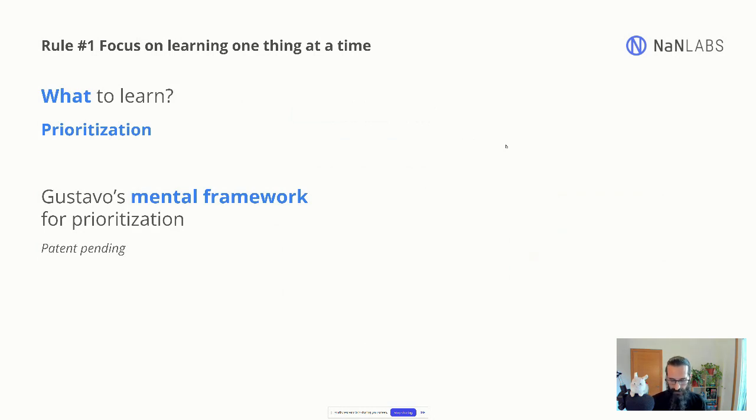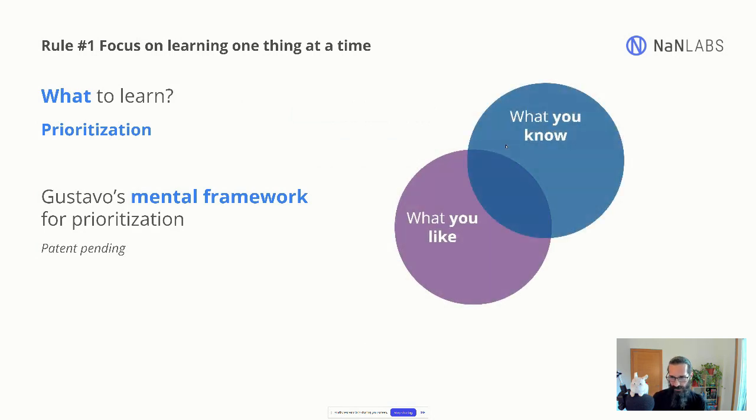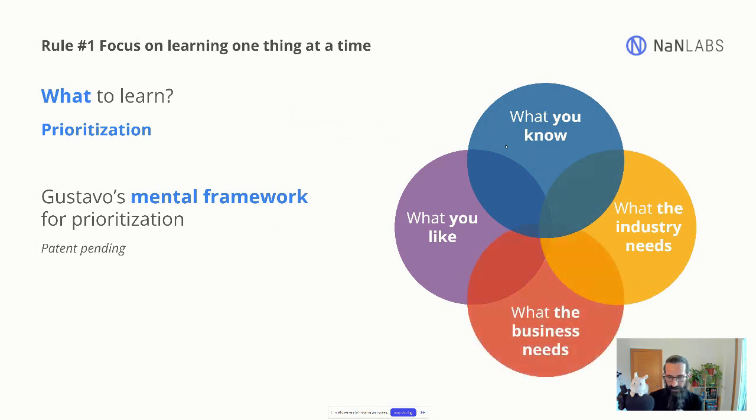And I codify it something like this. I have 4 spheres of influence. I have what I like, or what you like. I have what you know, what the industry needs, and what the business needs. And before I start breaking down this diagram, I want to emphasize 2 things because I kind of divide this into the me section and the them section.